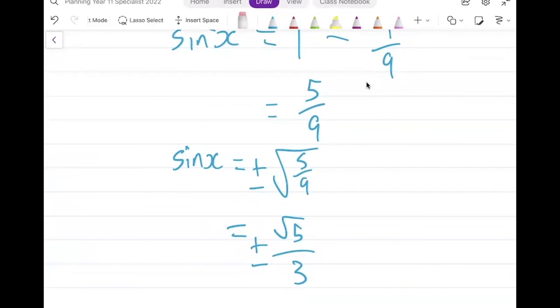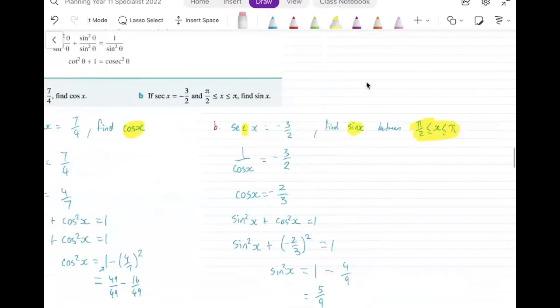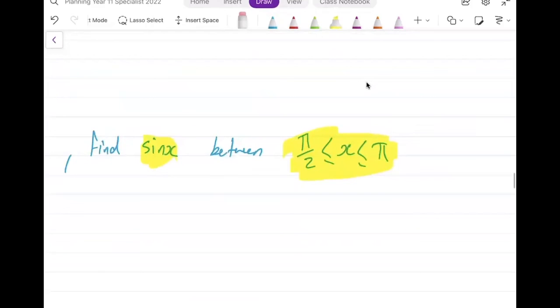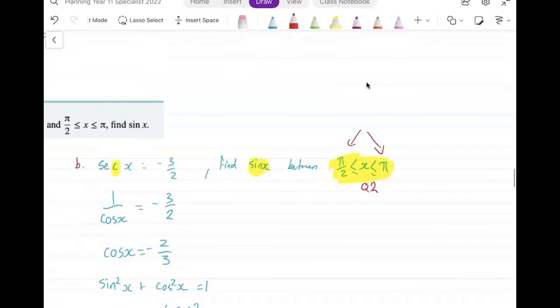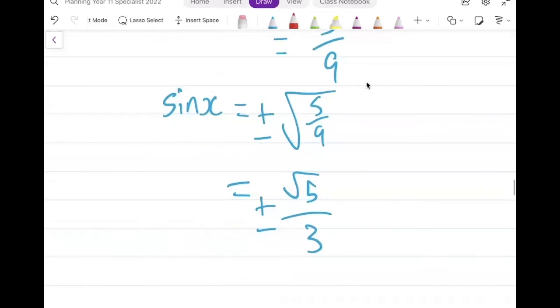Now, if I consider my boundary condition all the way back up here, my boundary condition is between pi on 2 and pi. So I can think of this as being between 90 and 180 degrees. Sine is positive in quadrant 2, and this boundary condition is in quadrant 2. So because sine is positive in quadrant 2, I don't have the negative part to the solution. I just have positive root 5 on 3 as my final answer.